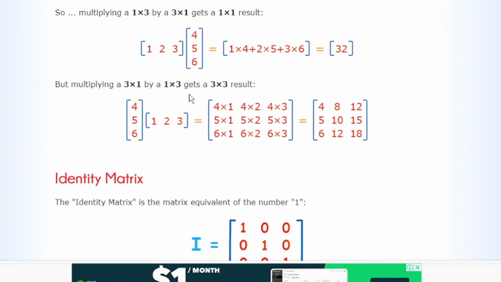So you can have different combinations depending on what you do. And we have proof from earlier on. These were the same matrices. When you had this one in front, you got 32. But when you had this one in front, the 4, 5, 6 in front, the 3 by 1, we got a whole different set of values. So the order of multiplication matters as well.